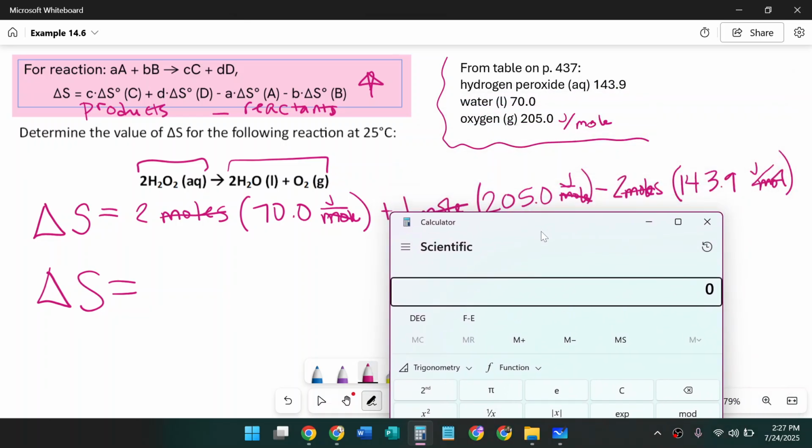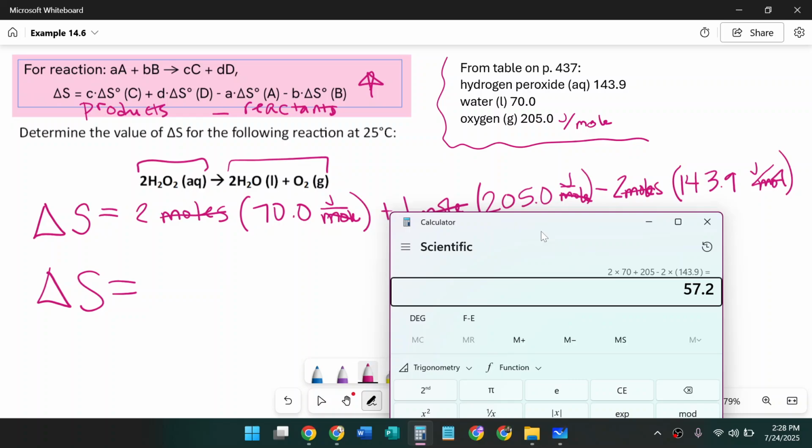All right. 2 times 70.0 plus 1 times 205.0 minus 2 times 143.9, and I guess I technically don't have to put that in parentheses because it wasn't negative. That's okay. All right. And that gives me an answer of 57.2. And because all we're doing is adding and subtracting, all we care about is the least precise number, but all of these are to the 10th place, so our answer is still to the 10th place.